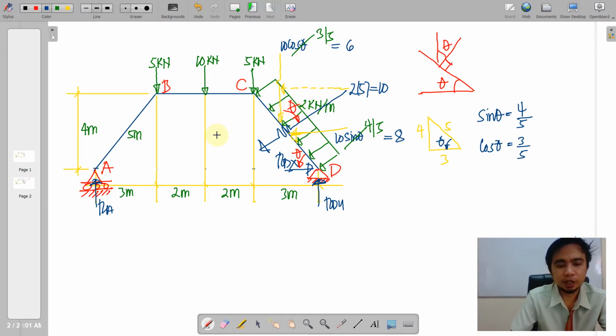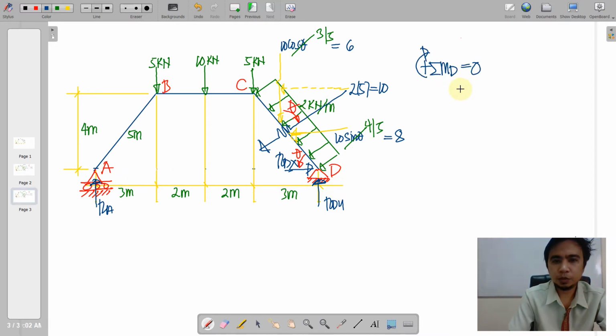We are now ready to take moments at supports to determine the reactions. So we have summation of moments at D is equal to 0, starting with this 10. Of course, we do not have to use the two components here because we have a perpendicular distance of this resultant from D, which is actually half of 5 or 2.5. And that would produce a counterclockwise moment. We have negative 10 times moment arm of 2.5.